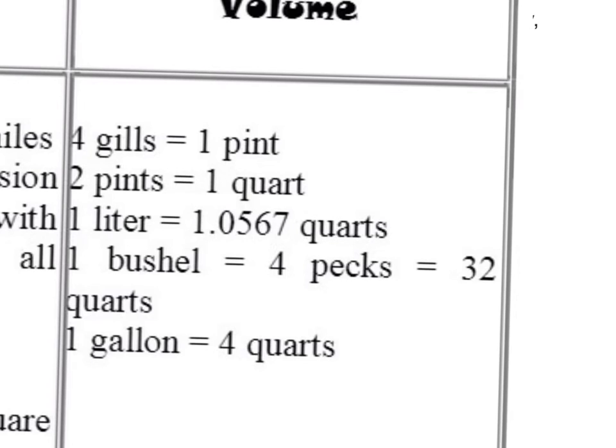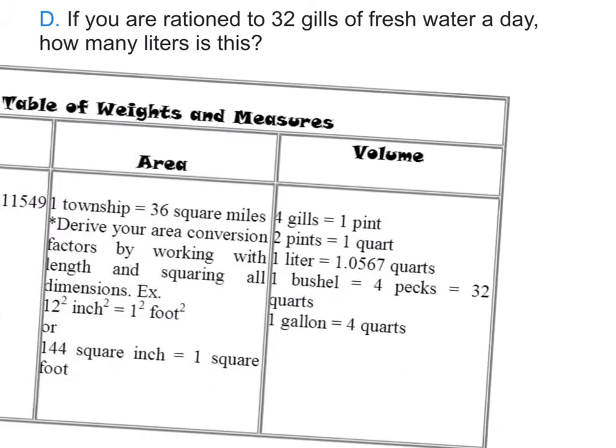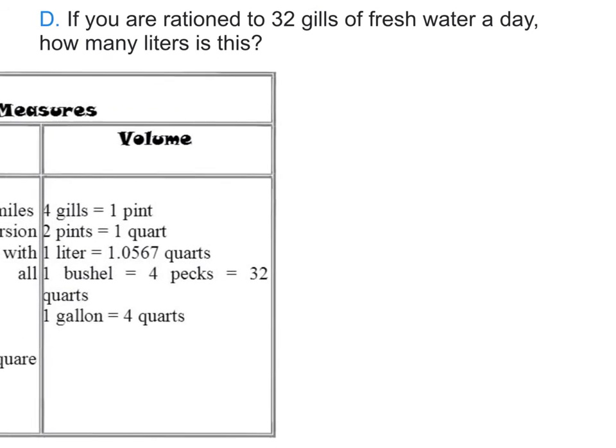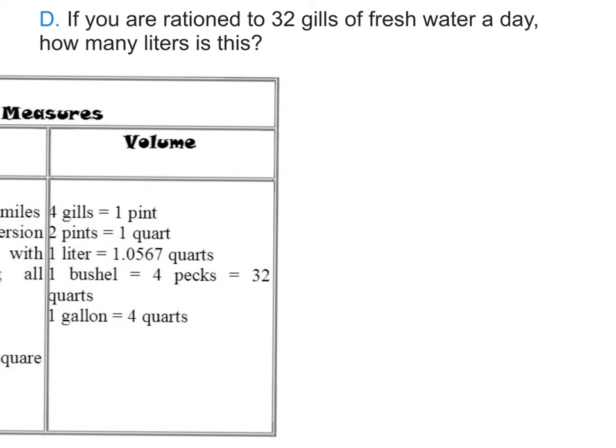So when we're looking at our options, I see that we've got gills right here, and here we have liters. And how are we going to connect the dots? How are you going to get from gills to liters? Well, I see 1 liter is equivalent to 1.0567 quarts, and I can see that 1 quart is equivalent to 2 pints, and then 1 pint is equivalent to 4 gills. So we're going to connect gills to liters this way. So let's shift this over right here, and let's start.